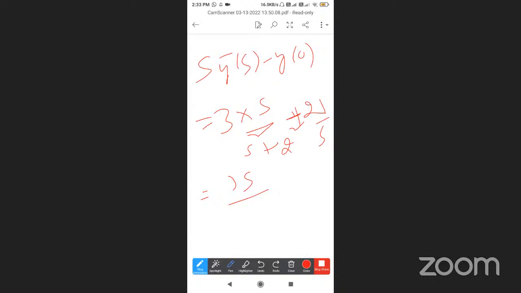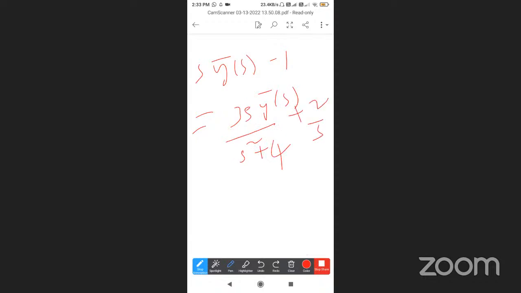Laplace transform: 3 into y bar, 3 into s by s square plus 4 into y bar of s plus 2 by s. What is the left side? If y of 0 is equal to 1, next: s into y bar of s minus 1 is equal to 3s y bar of s by s square plus 4 plus 2 by s.